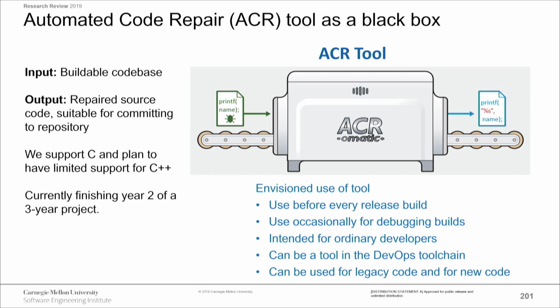So we currently support C, and we plan to have limited support for C++ in the future. And this is year 2 of a 3-year project. We envision our tool being used before every release build and occasionally for debug builds. It's intended for ordinary developers and does not require any special knowledge of static analysis. It can be used as part of a DevOps tool chain, and it can also be applied to legacy code.